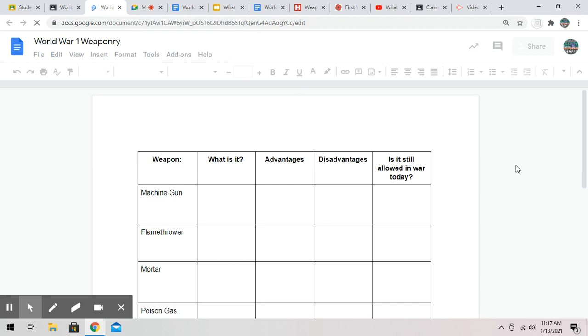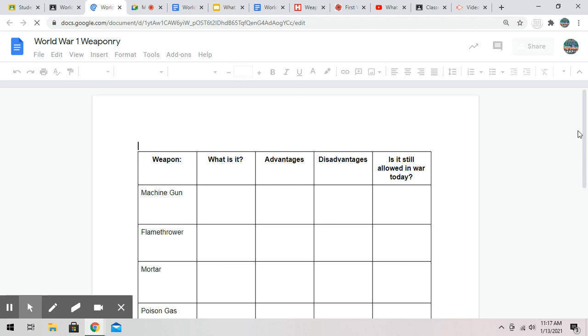Okay, World War I weaponry chart. World War I weaponry. I mean, you talk about a tongue twister. Say that five times fast. I bet you can't. Don't do it. Let's see. World War. Now I can't do it. World War I weaponry.